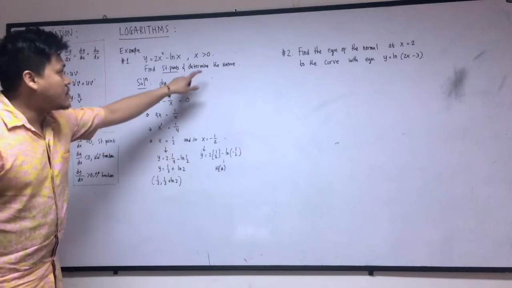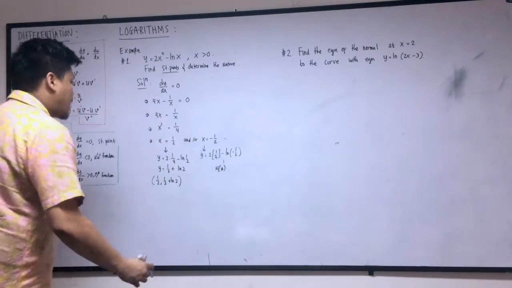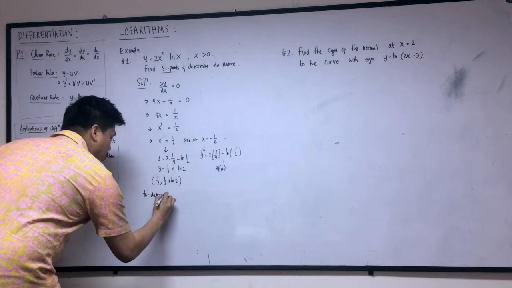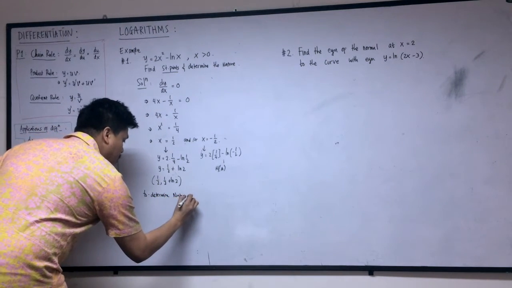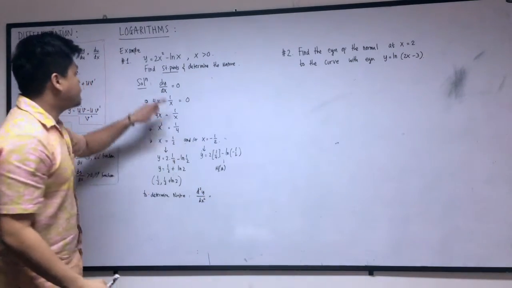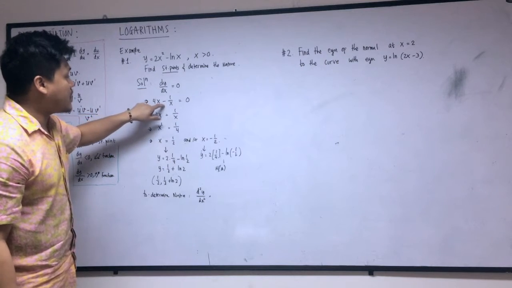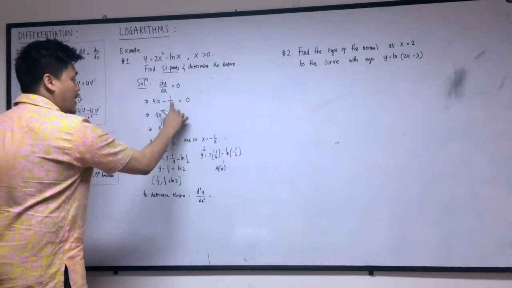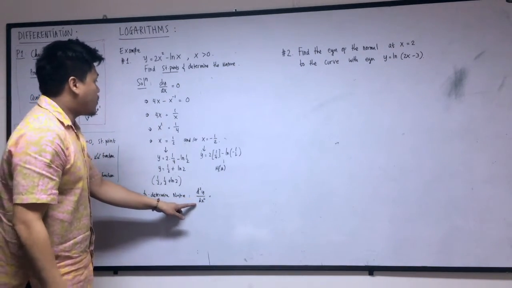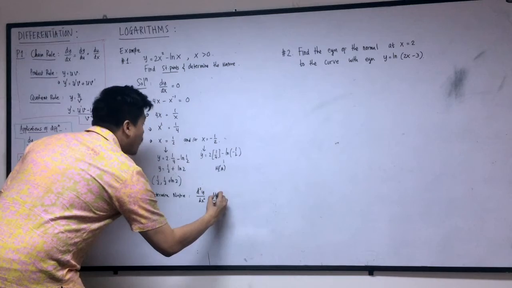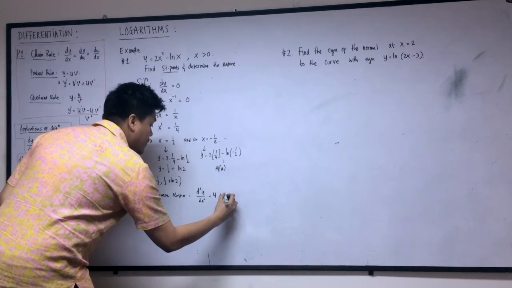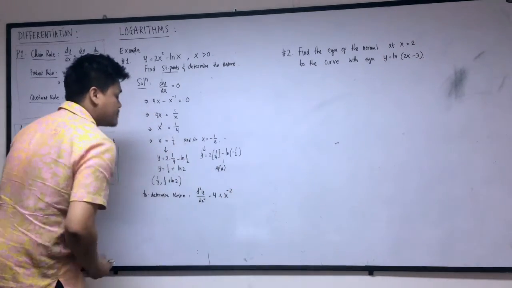So how do you determine the nature? Well, you just do the second derivative to determine the nature. d squared y over dx squared equals what? If your dy/dx is 4x minus 1 over x, or this is going to be x to the power of minus 1, right? So what's your d squared y over dx squared? You differentiate this a little bit more, you get 4 plus x to the power of minus 2.